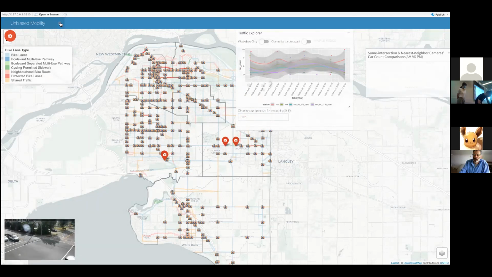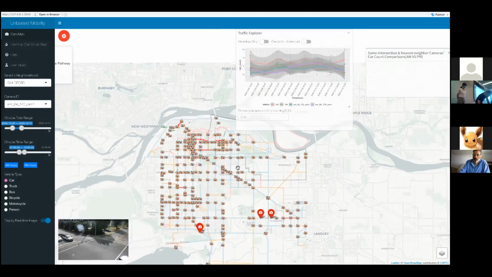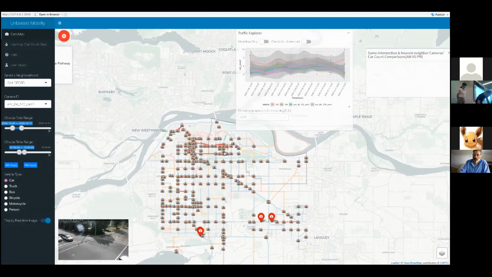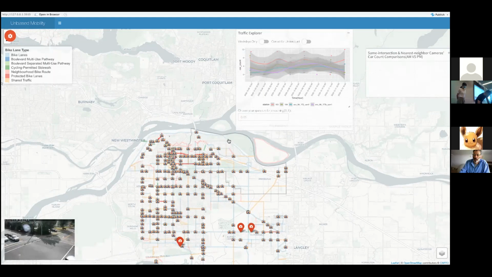We also have boundaries. So the default selected is Surrey, but if one wants to get more detail and look at a specific neighborhood, let's say Guildford, it shifts to the neighborhood over here, highlighted in the gray.